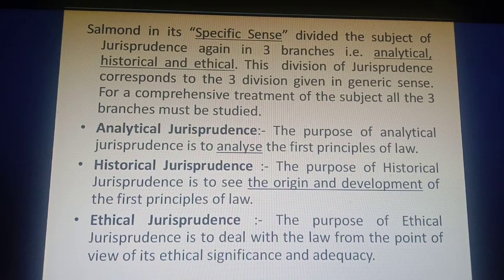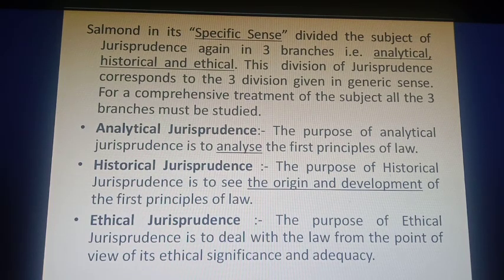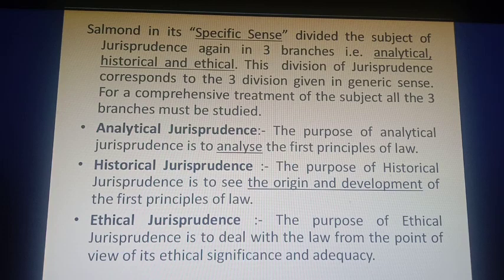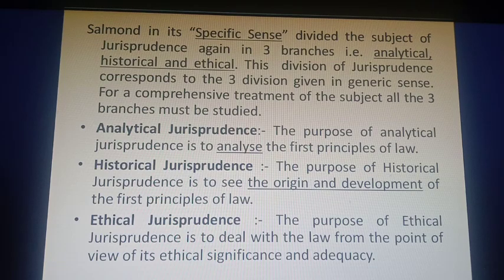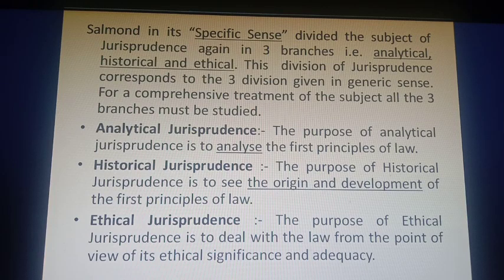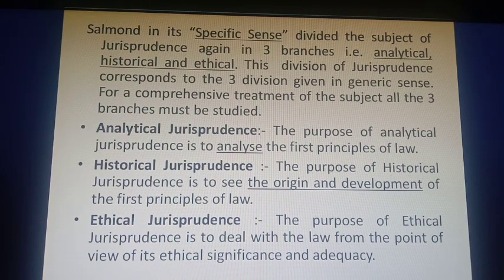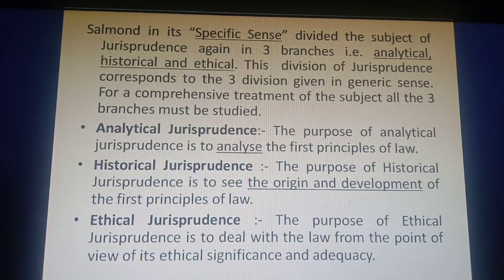But when we are talking about jurisprudence in the specific sense, the subject can again be classified into three branches: the analytical branch, the historical branch, and the ethical branch of jurisprudence. These three branches correspond to the three divisions of jurisprudence in the generic sense: analytical jurisprudence corresponds with systematic jurisprudence, historical jurisprudence corresponds with legal history, and ethical jurisprudence corresponds with the science of legislation. If we want to give a comprehensive treatment to the subject of jurisprudence, all three branches must be studied together.